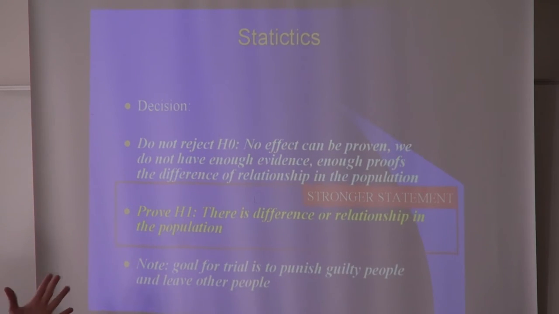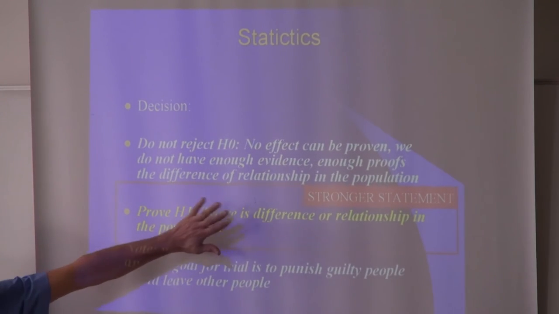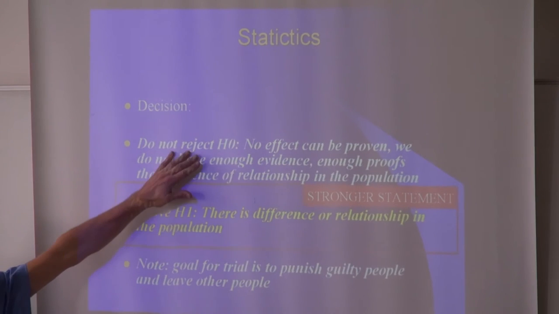You say, okay, I cannot prove any effect, no difference, no relationship, as maybe I have a small sample only, or maybe my sample is slightly biased, etc., but I do not have enough proof to say there is some difference or relationship. Once again, this is the stronger and this is the weaker statement.